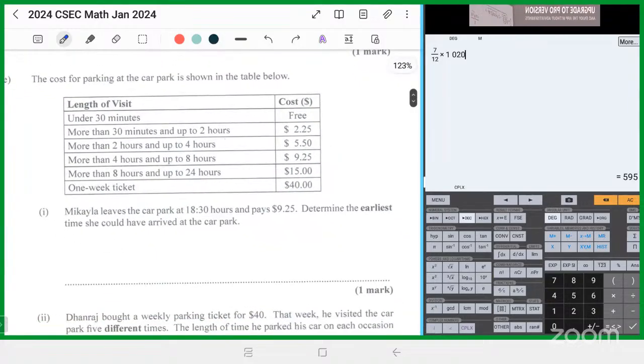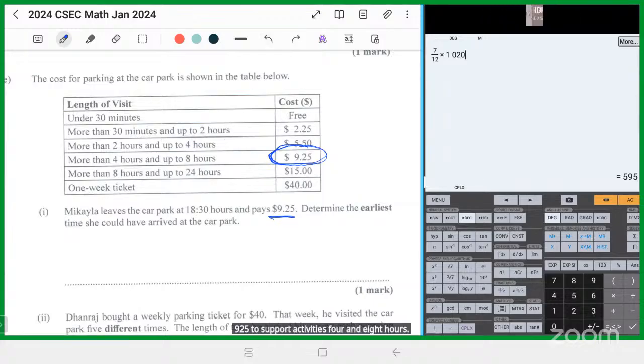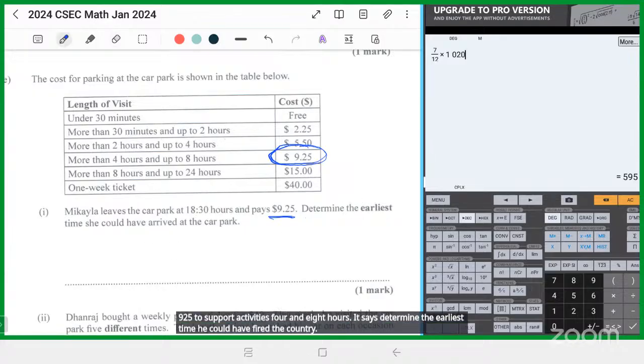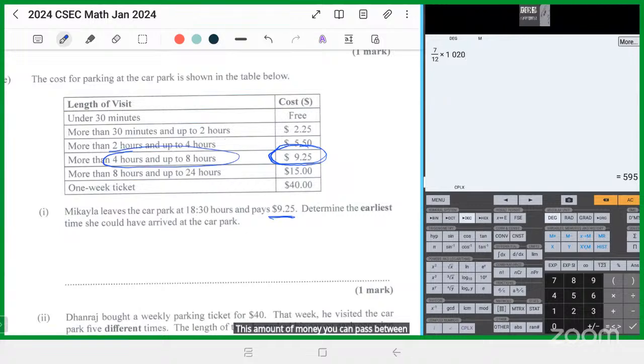It says Michaela leaves the parking lot at 18:30, and she pays $9.25. So she's paying this amount, $9.25. $9.25 is for parking between 4 and 8 hours. It says determine the earliest time she could have parked the car. The earliest time she could have parked the car must be 8 hours before the time that she left. Do you understand that? Because remember, for this amount of money, you can park between 4 and 8 hours.